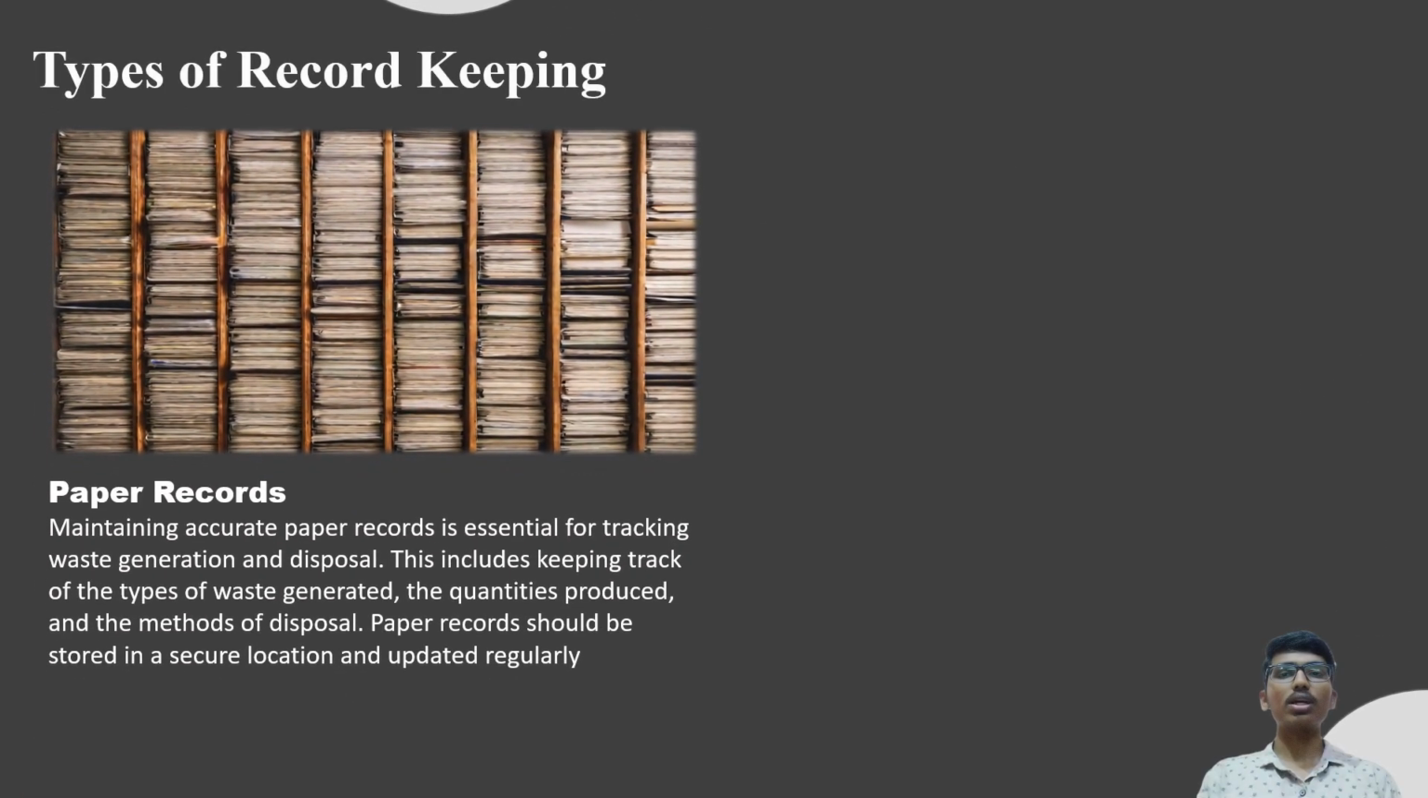Types of record keeping. Paper records. Maintaining accurate paper records is essential for tracking waste generation and disposal. This includes keeping track of the types of waste generated, the quantities produced, and the methods of disposal. Paper records should be stored in a secure location and updated regularly.